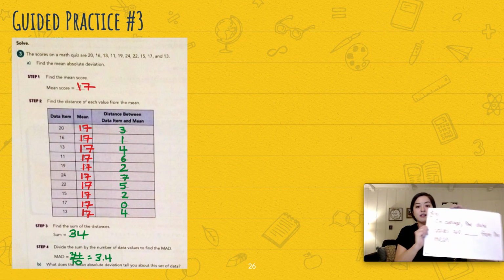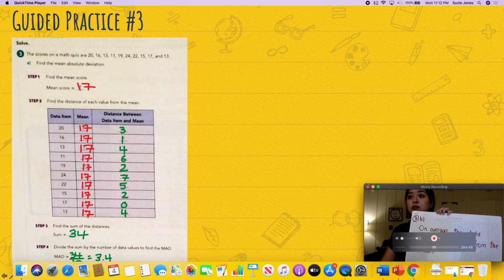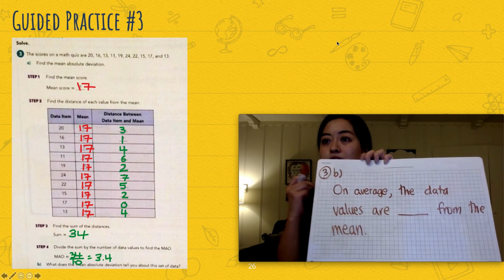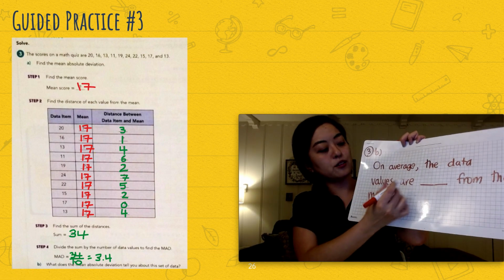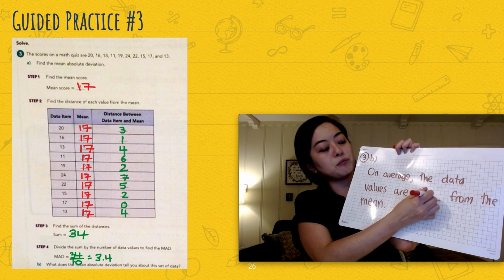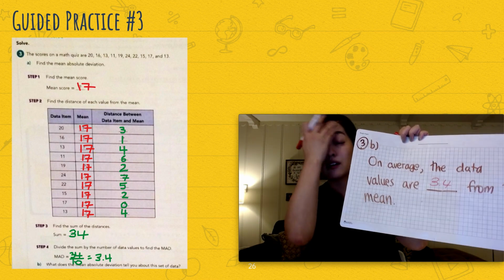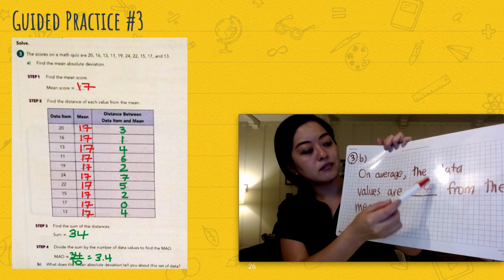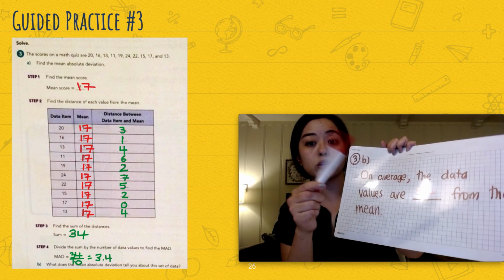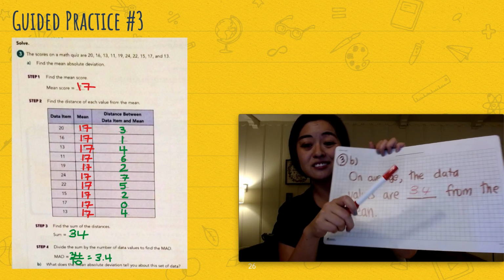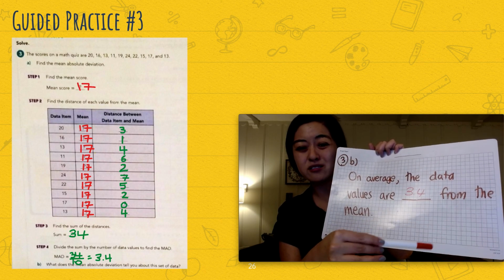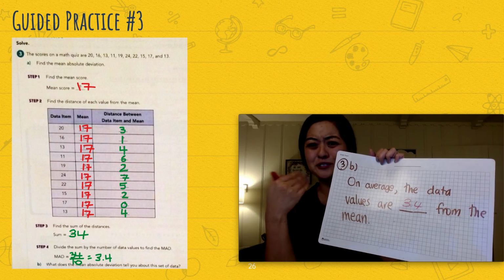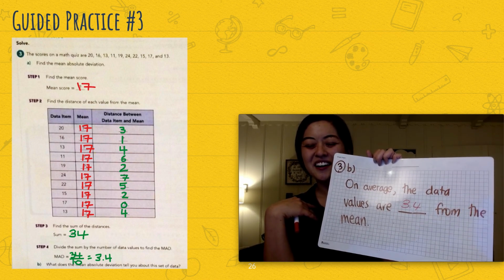Well, maybe I can make this a tad bigger so you can see it. On average, the data values are, and then we write our MAD value here, 3.4 from the mean. And so that means on average, the scores the students got on their quizzes are 3.4 points away from the mean. Is that a lot or a little? I guess it depends on how many points the quiz is.